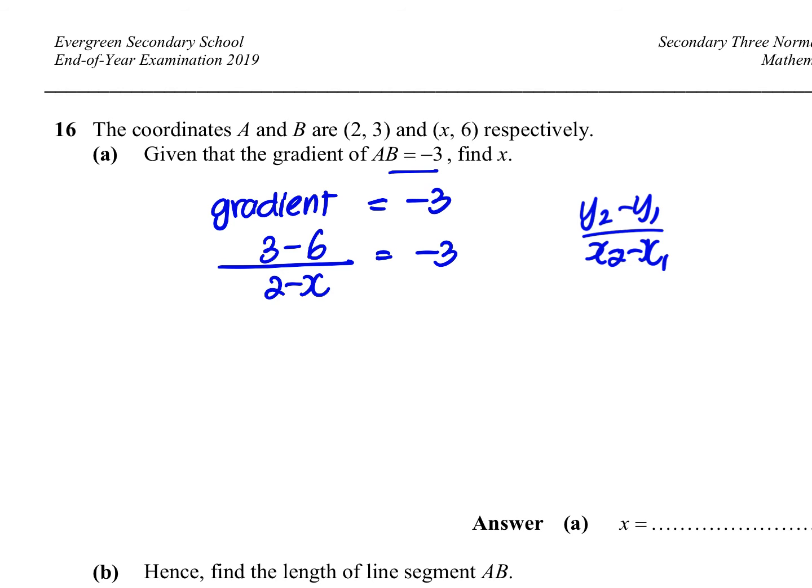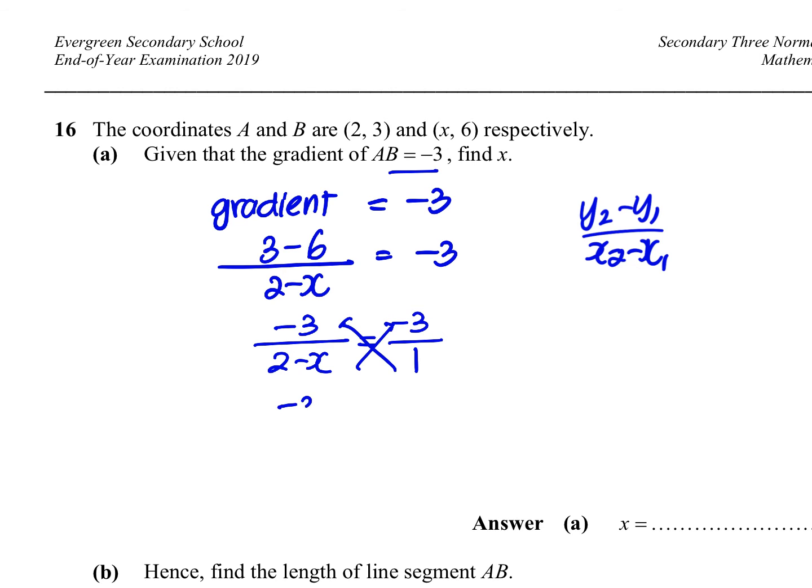Can we simplify this? 3 minus 6 is -3. You all like negative numbers. 2 minus x. Can I put -3 over 1? Can I cross multiply? Can you observe the pattern? On top -3, there also -3, right? So 2 minus x is 1, right? So x is how much? 2 minus 1. Not -1, right? Okay, never mind, I cross multiply.